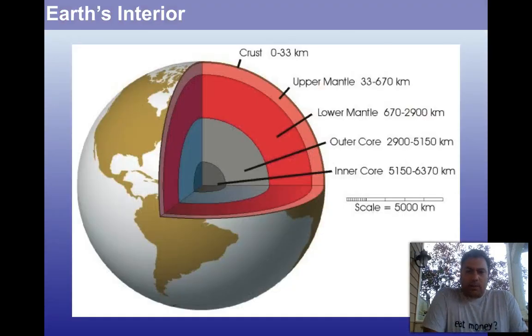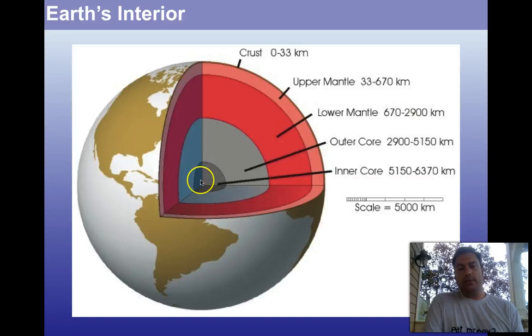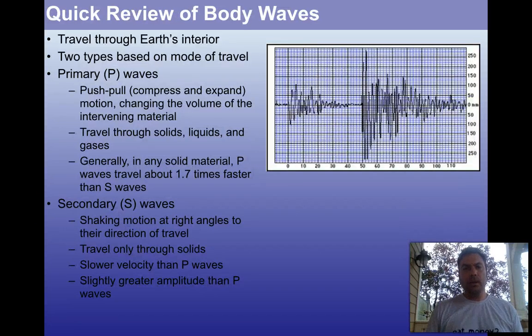So now we actually have the tools to be able to look at the Earth's interior. Really neat stuff. We've been giving you the outline of the Earth's interior: the crust, the upper mantle, lower mantle, outer core, inner core. We've been talking about all this stuff, but we haven't really described how we came about that. The way that we've done it is through P waves and S waves. So let's do a little review of these things.